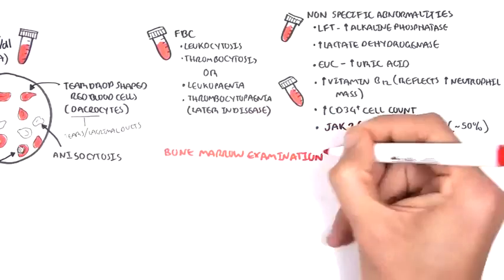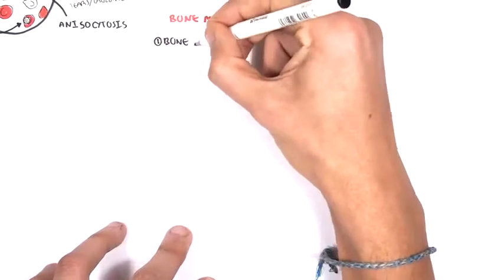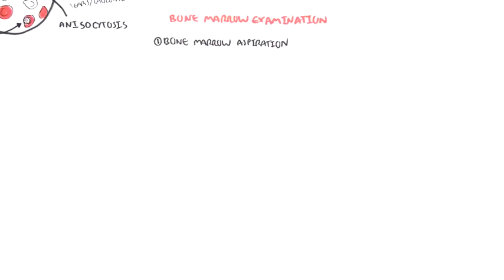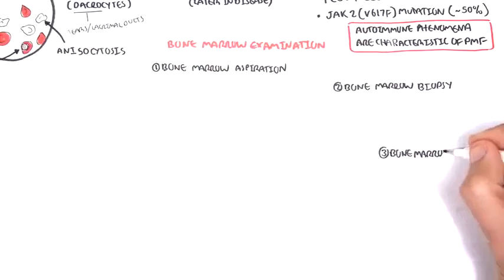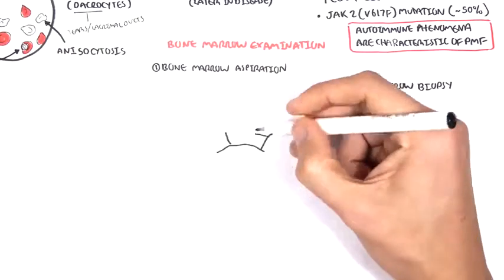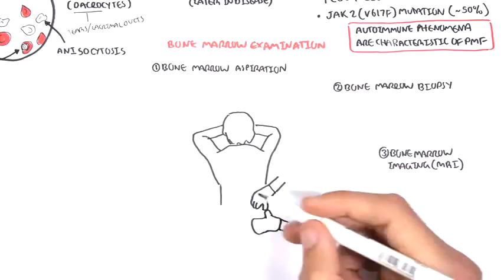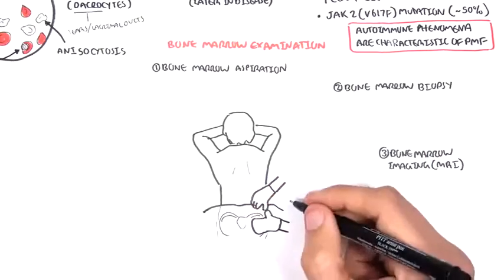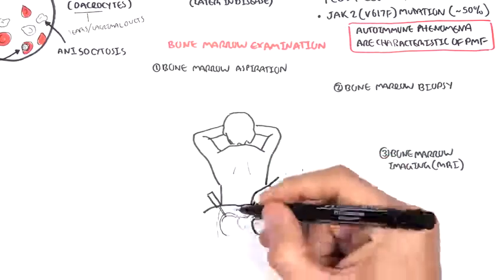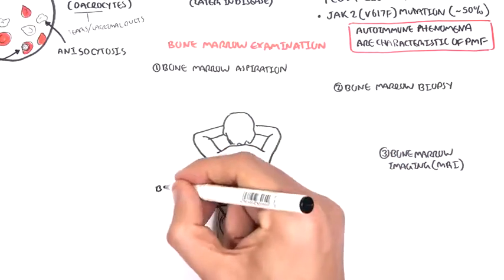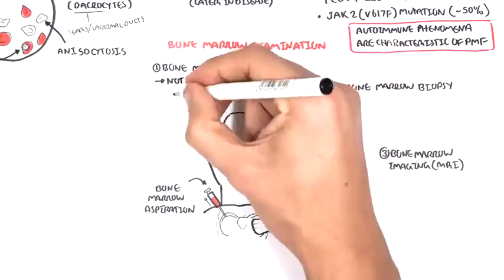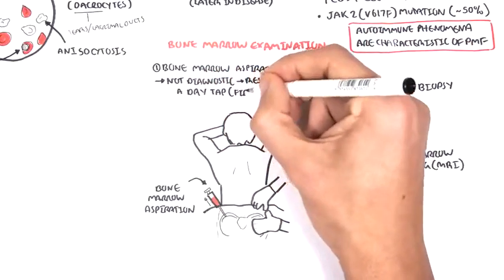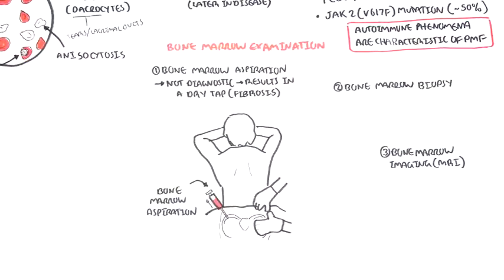Bone marrow examination is a very important part of investigating and helps in diagnosing myelofibrosis. There are 3 bone marrow investigations: bone marrow aspiration, bone marrow biopsy, and bone marrow imaging using MRI. Bone marrow aspiration can be initially performed. Bone marrow aspiration essentially is aspirating material from the bone marrow, typically done on the pelvic bone. However, bone marrow aspiration is not diagnostic, and performing it results in a dry tap. It's a dry tap because of the fibrotic tissue in the bone marrow, which leads to nothing coming out.